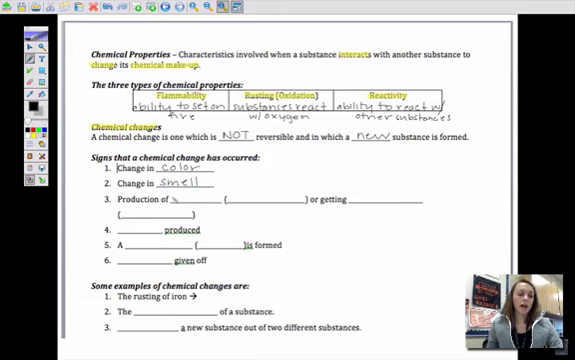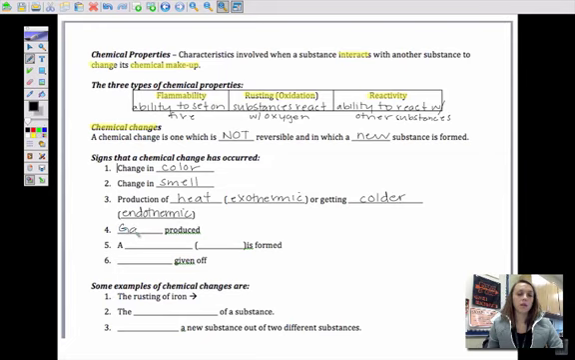In some chemical reactions, you'll see that there's going to be a production of heat, which means it's an exothermic reaction, because heat is exiting, EX. Or the reaction can get colder. It takes heat from the surrounding area. So it would mean that it's an endothermic reaction.